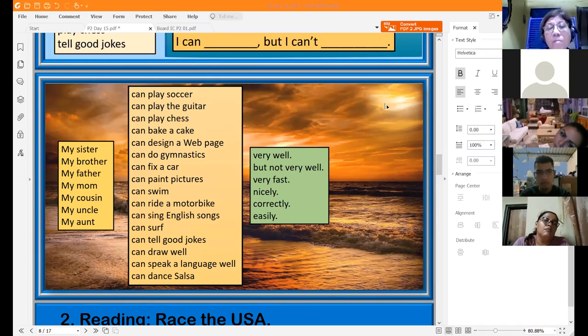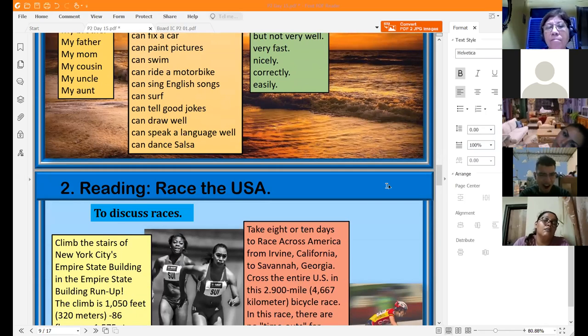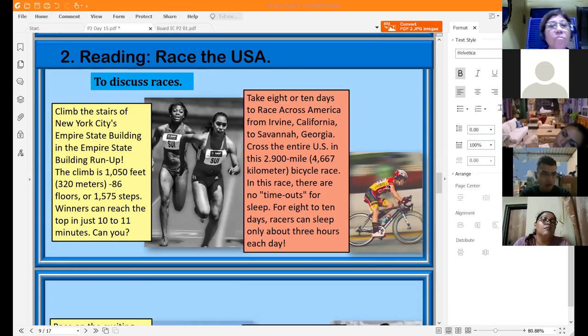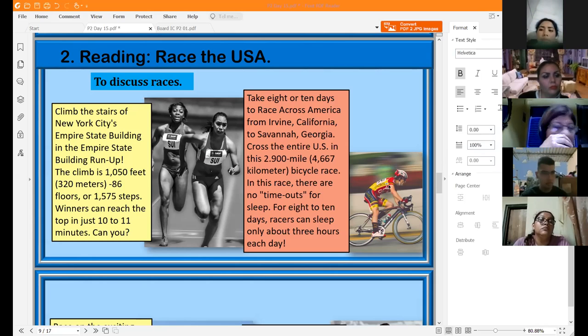Now let's change topic. You say, teacher, I'm tired of can. Yes, I know. Okay. It is important to learn can, but bye-bye can. Okay. Let's see. Reading: Race the USA. We have four readings. The purpose is to discuss races. I'm going to have one volunteer read the two. Who would like to read the two?